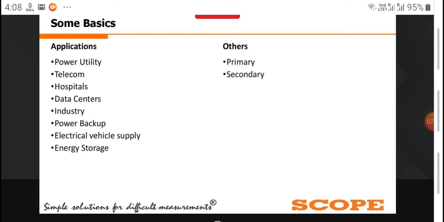Now there are two types of batteries. One is the primary type battery, which is non-rechargeable, so it cannot be reused. The other one is the secondary type of battery, which is rechargeable. Examples of the primary type batteries are alkaline batteries or zinc carbon batteries. Examples of the secondary type batteries are lithium ion type batteries, nickel cadmium type batteries, and also lead acid type batteries.